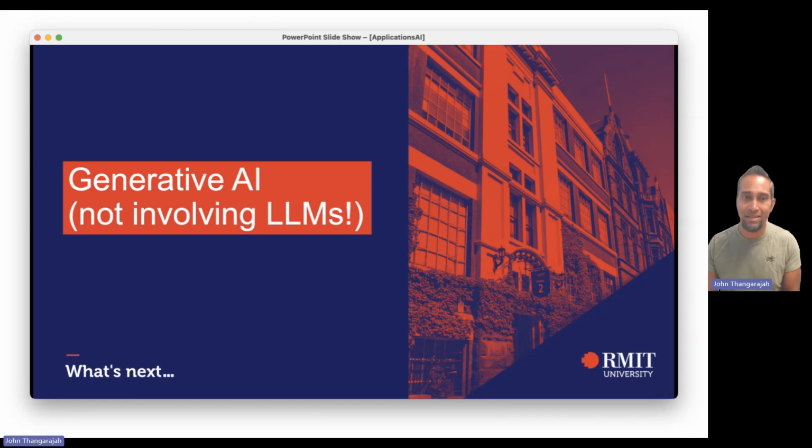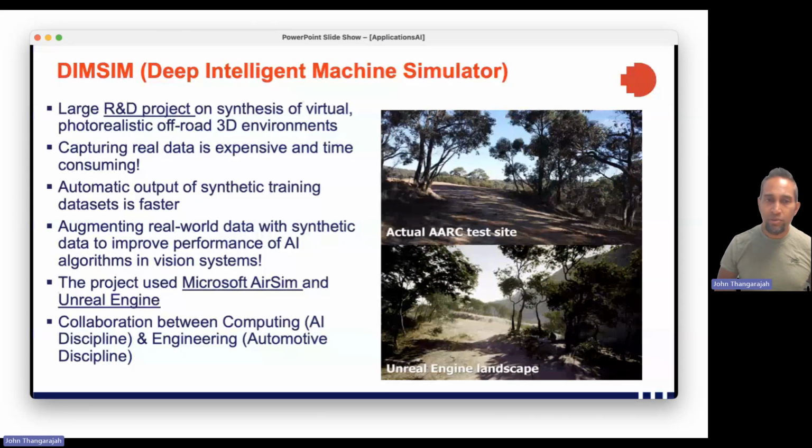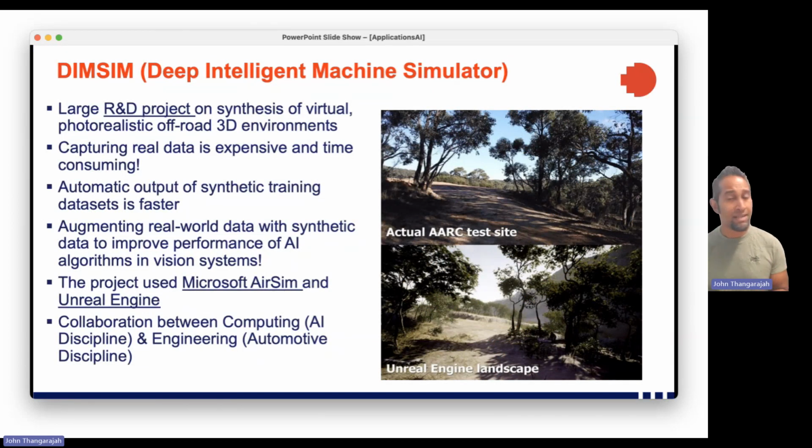You can generate other things as well. Okay, so we've been doing some work for almost a decade or so on generative AI. Here's one example where we worked with an industry partner who was creating an autonomous vehicle, and of course, there's learning that needs to occur for it to drive through different terrains.